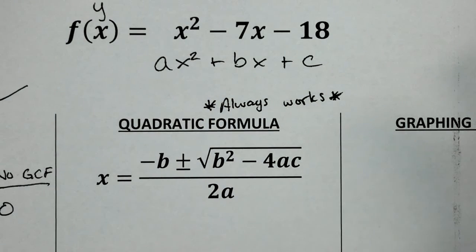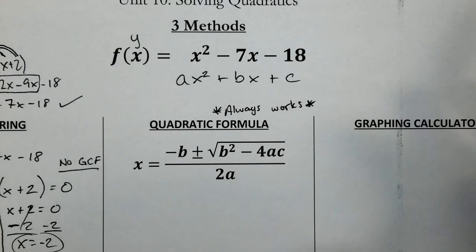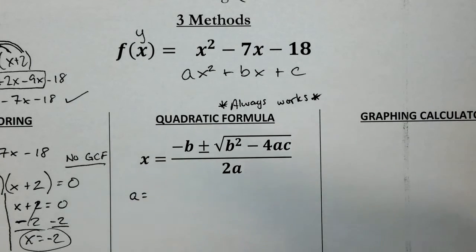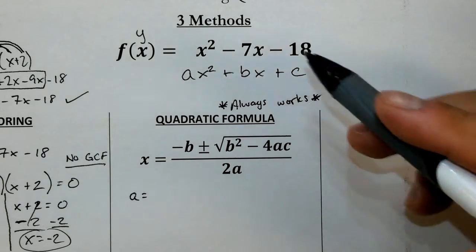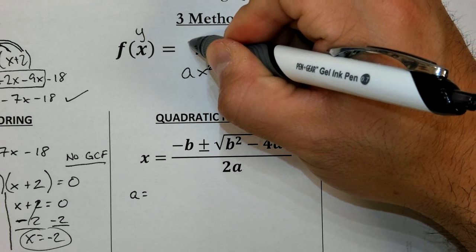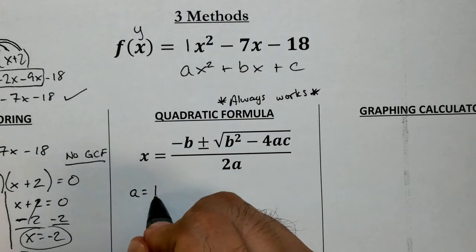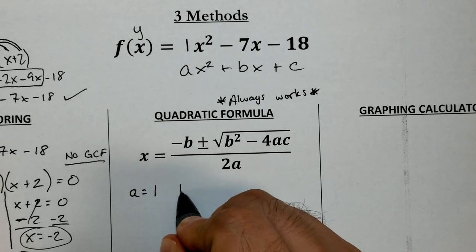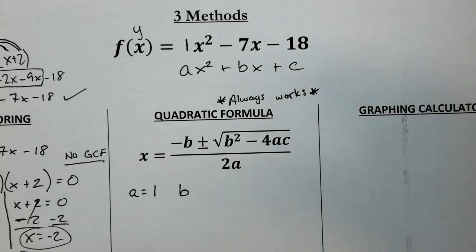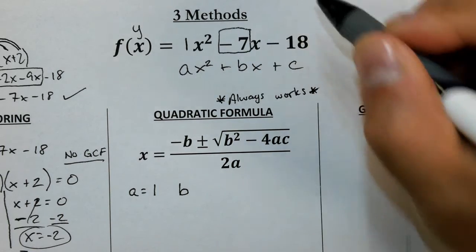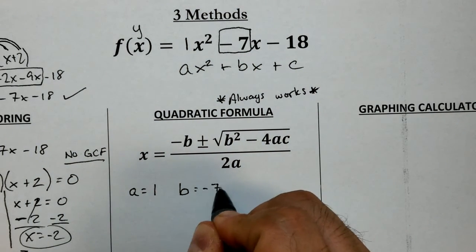To start this problem with the quadratic formula, it certainly helps to make a list of numbers. So a is going to be the number in front of x squared. Now, there is a number in front of x squared. I know you don't see it because we don't need to write it, but I'm going to write it here. The number in front of x squared is 1. So a equals 1. The number in front of the x, not the x squared, but the x, is letter b. And you're going to include the sign here. So b will be equal to negative 7.